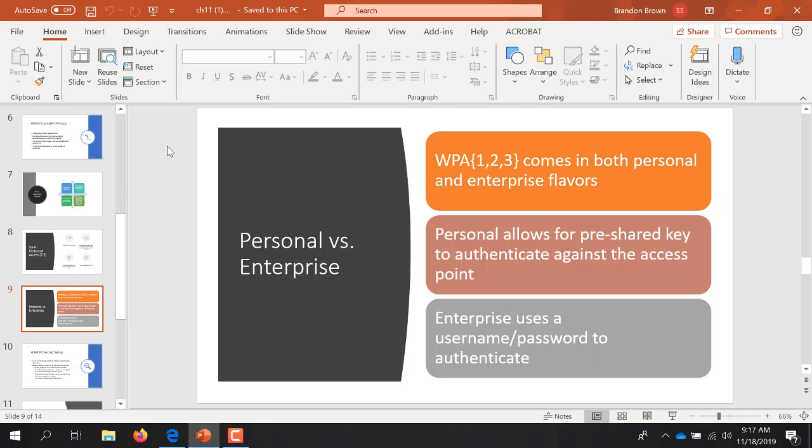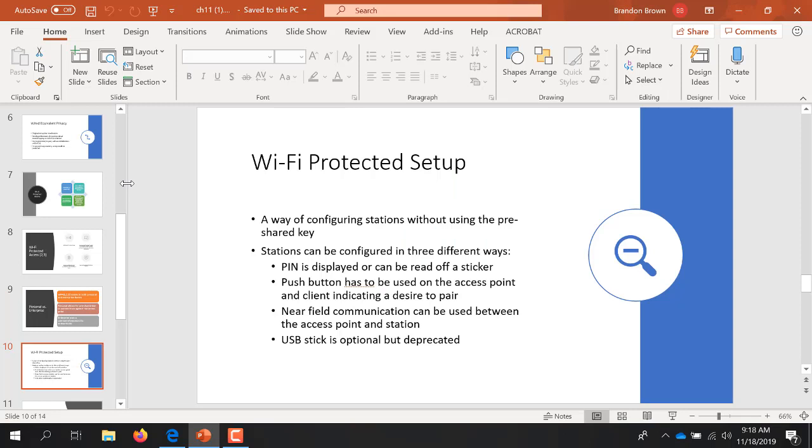WPA2 and WPA3 Enterprise also allow you to do multi-factor authentication, where you have those usernames and passwords, and then you have to have a third mechanism, like a Google Authenticator or RSA key, just to authenticate onto the network. Encryption, again, happens after authentication. All right, then we talk a little bit about WPS, Wi-Fi Protected Setup. I absolutely despise this. This is such a huge joke. It's no longer used in the industry, or at least it should not be used in the industry.